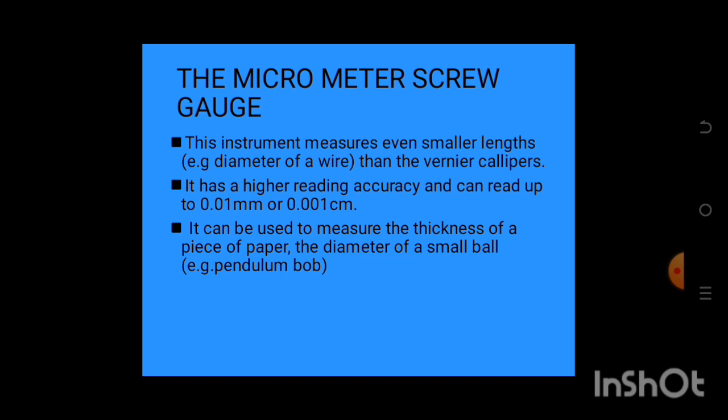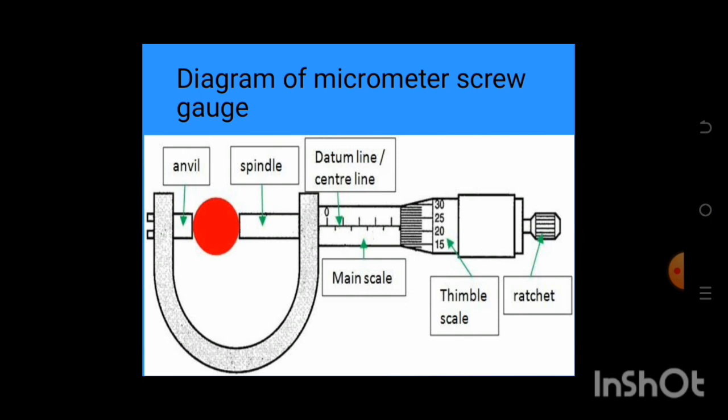If you tear a sheet of paper now, you know how thick the sheet of paper is. So if you want to measure the thickness of a paper, then we use an instrument called the micrometer screw gauge. This is just a diagram of a micrometer screw gauge. You see the ratchet, the main scale, the thimble scale, the spindle, the anvil, and so on, as we see in this chart.